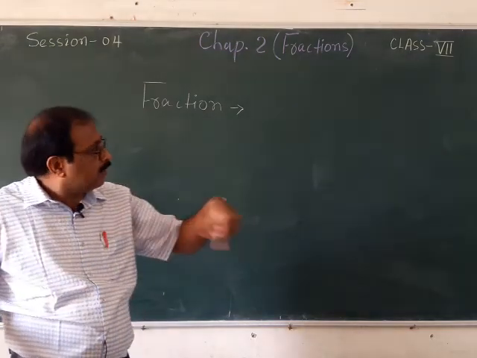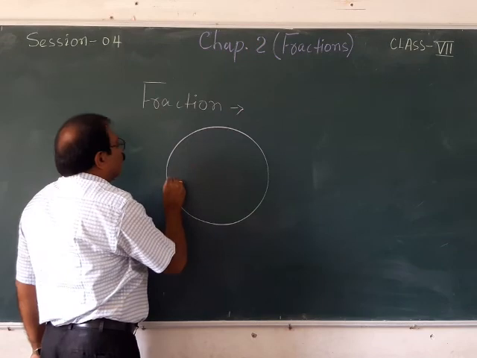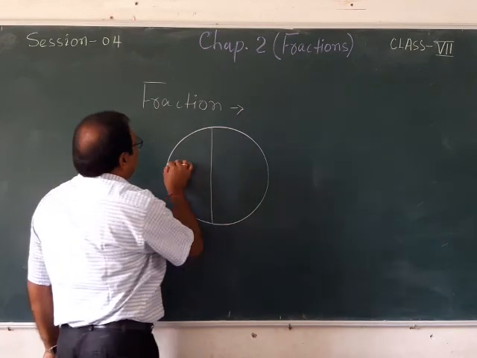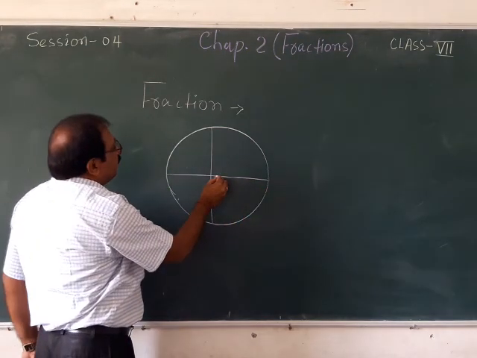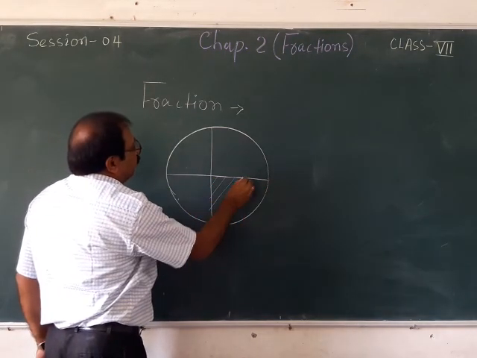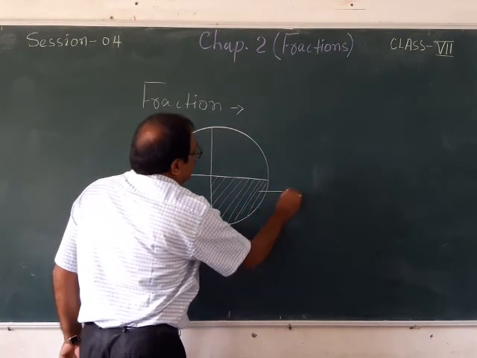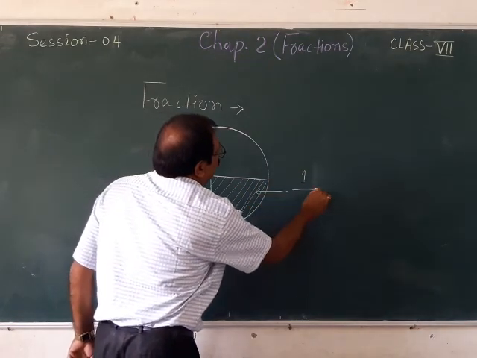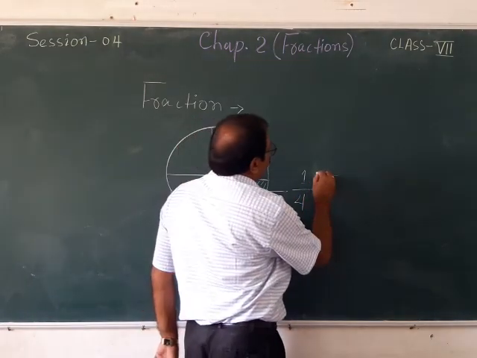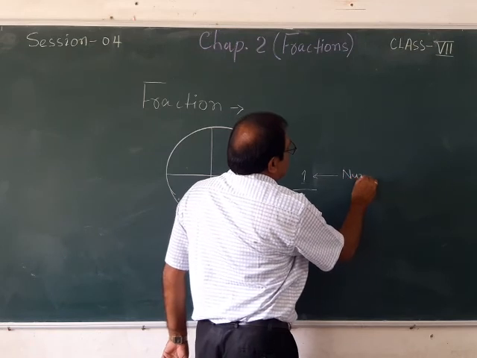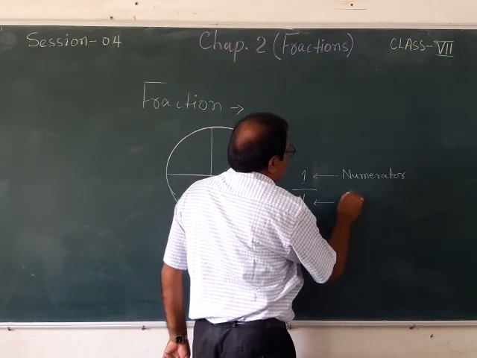That means you are having anything as a whole, and if you are making its parts, suppose I am having a whole roti, and I have taken out a part of this. That means this part is 1 upon 4, 1 by 4. Here 1 is known as numerator, and here it is denominator.